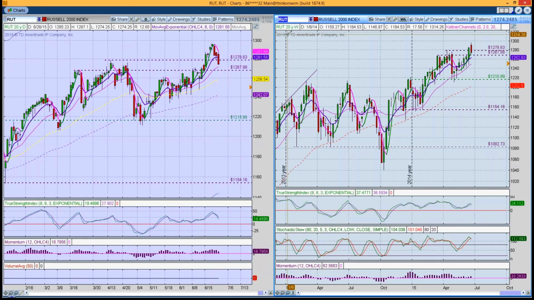Which index is not weighted as much? That's the Russell, Tracy.